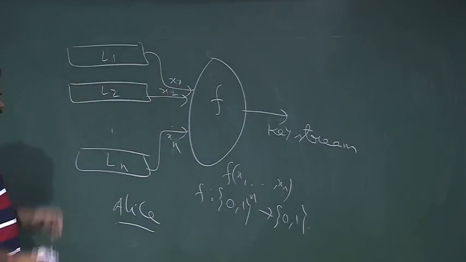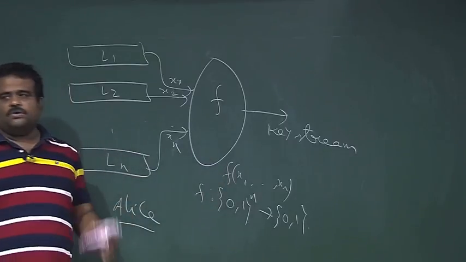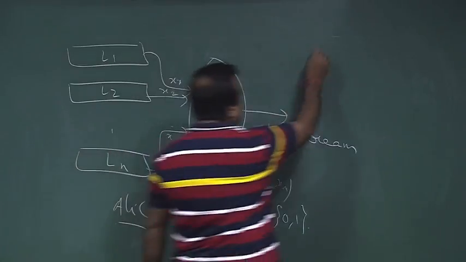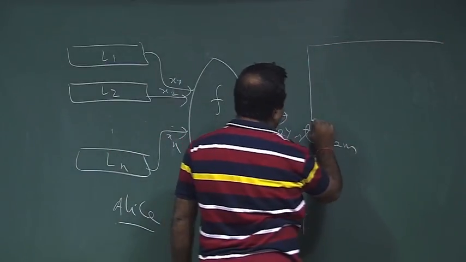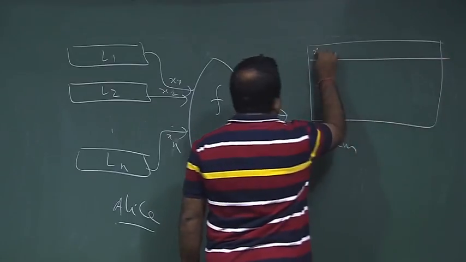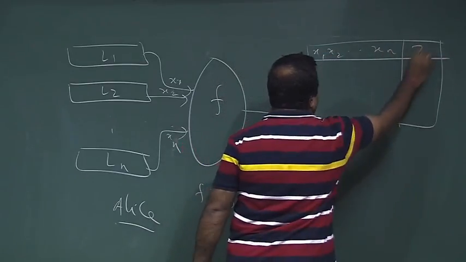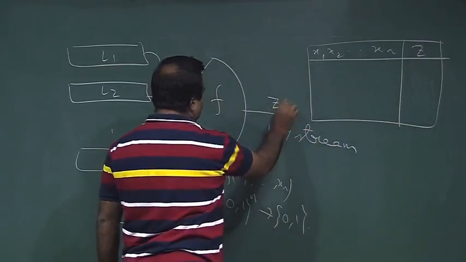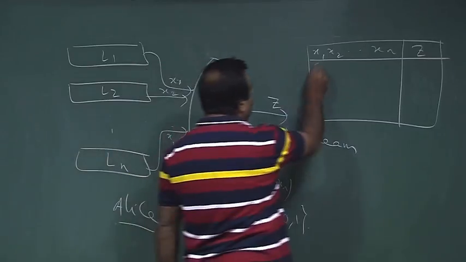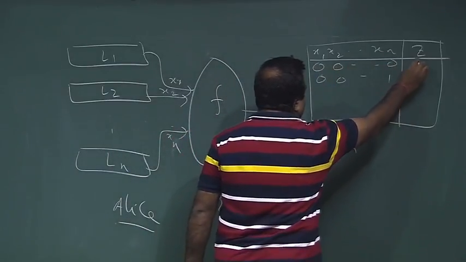So this is a Boolean function. We can realize this function in an algebraic form, or we can have a truth table for this function. So we can have a truth table like, say we have these values x1, x2, xn, and we have this value z. So this is the z, the key stream. Okay. So we can have all possible combinations of 0s and 1s, so we can have the output.